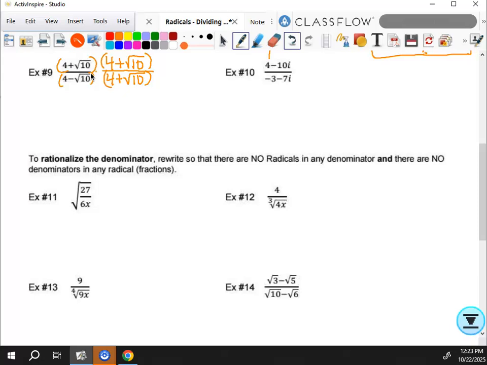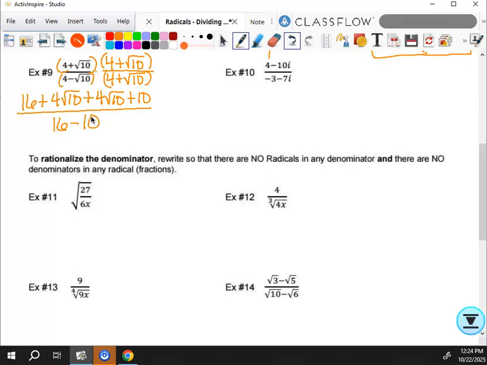The numerator, I have to FOIL. There is a rule for it, but most of us don't remember it, and it's just easier to FOIL. So we're going to multiply 4 times 4, that's 16. Outside 2 would give me plus 4 square roots of 10. Inside 2 plus 4 square roots of 10. Square root of 10 times the square root of 10 is 10. Then all over, I square the 4 and get 16 minus square the square root of 10 and get 10.